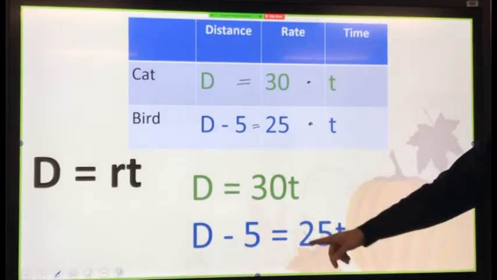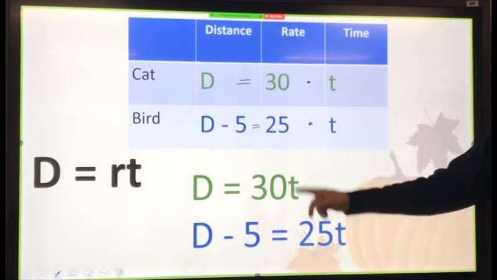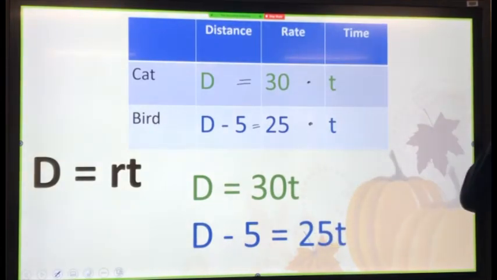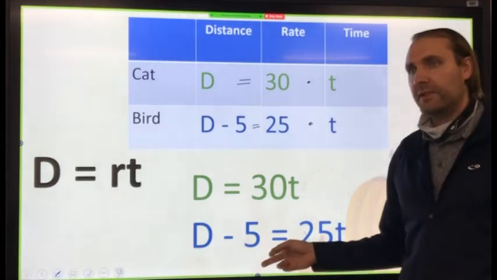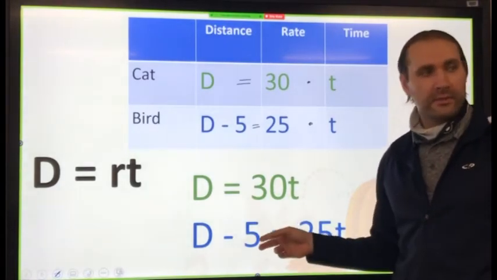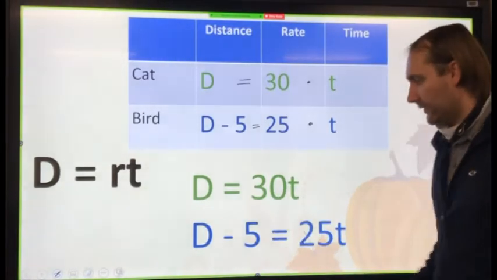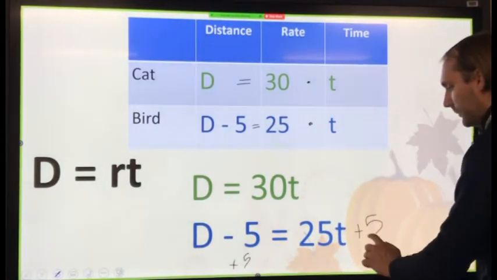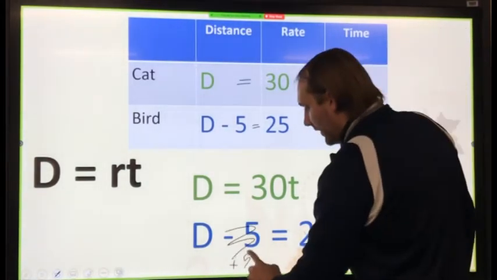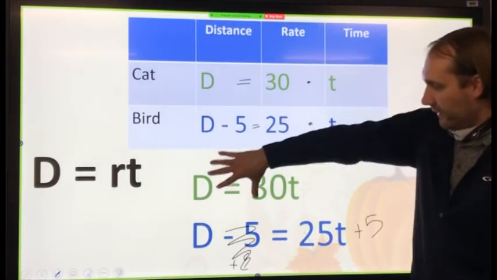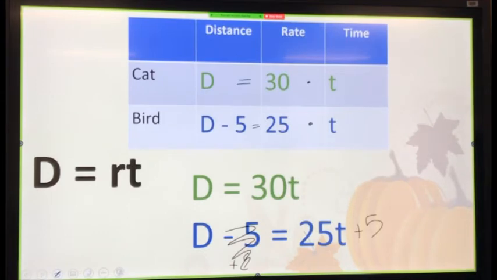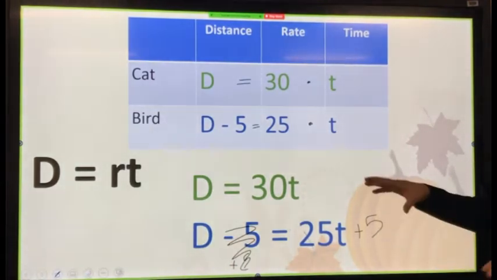Now what's the difference between these two equations from the previous problem? Yeah, it's not equal to D. So what can I do to set them the same? Yeah, just add 5 to both sides. Plus 5. Now I have these two equations, D equals 30T and D equals 25T plus 5. Now that they're equal, I can set them equal to one another.